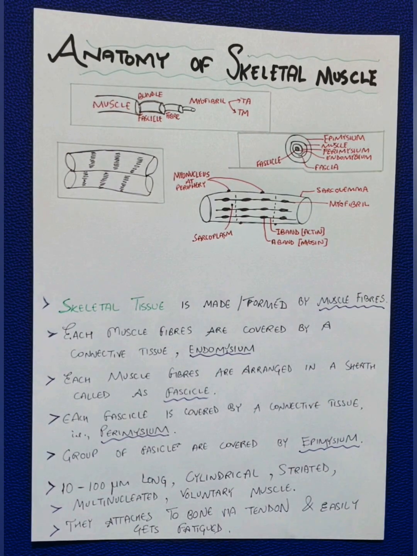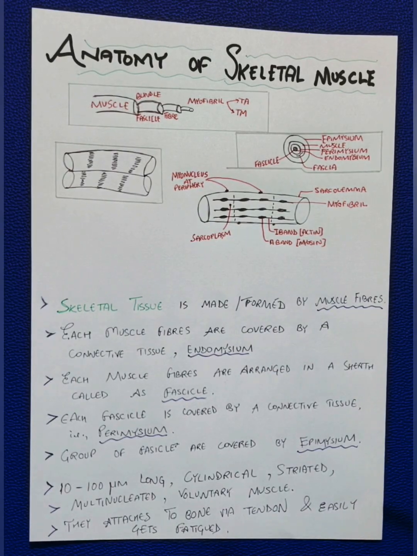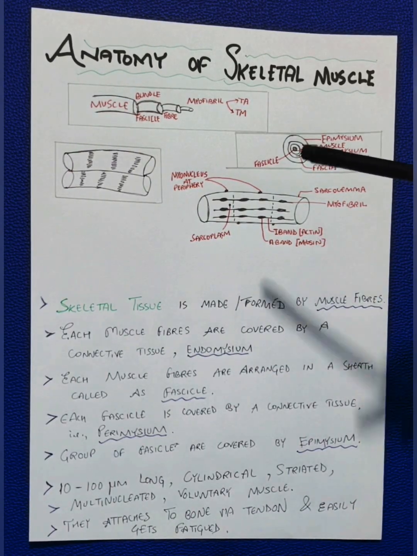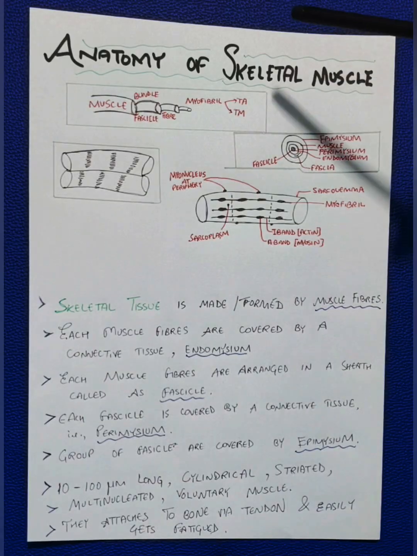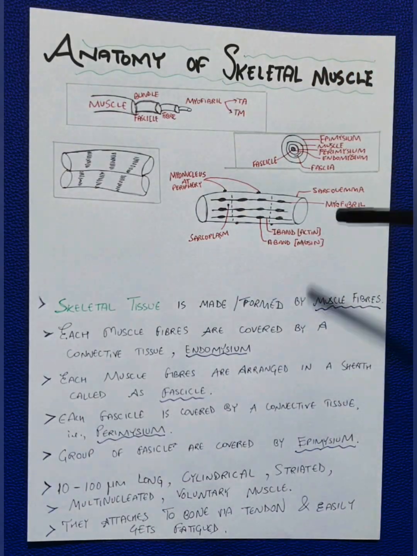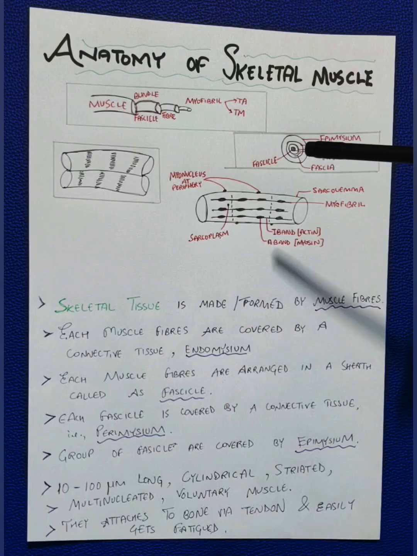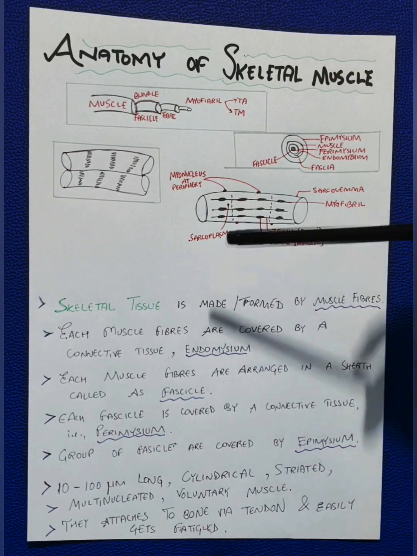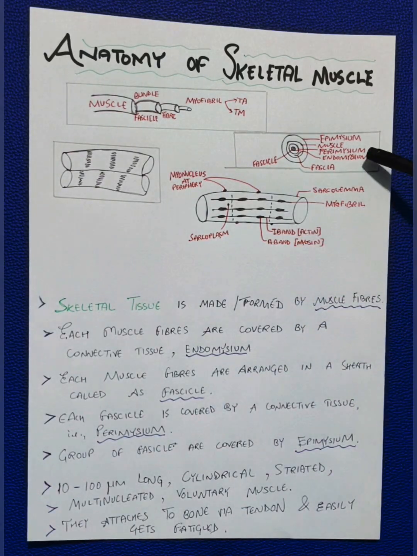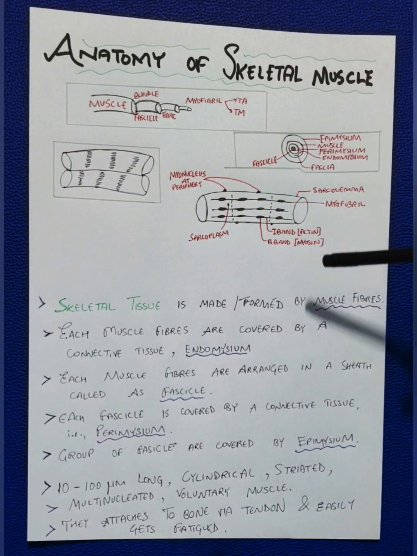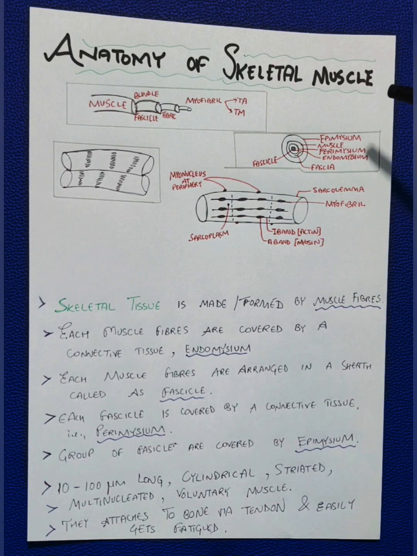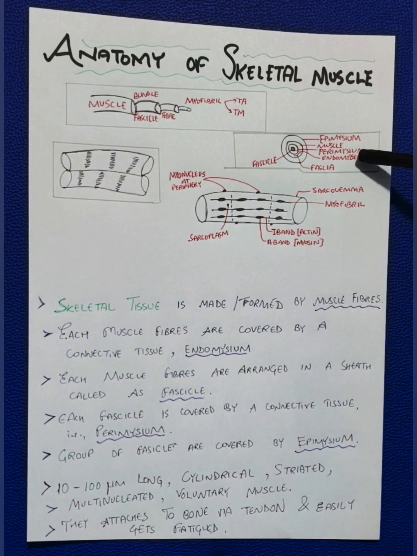Anatomy of skeletal muscle. Skeletal tissue is made of, or formed by, muscle fibers. Muscle fibers are arranged in a sheath, a bundle called a fascicle. Each muscle fiber is covered by a connective tissue known as endomysium, and each fascicle is covered by a connective tissue known as perimysium. The group of fascicles is covered by epimysium.